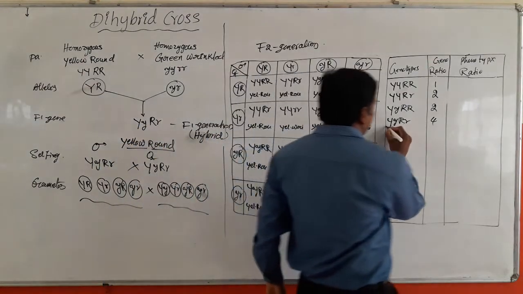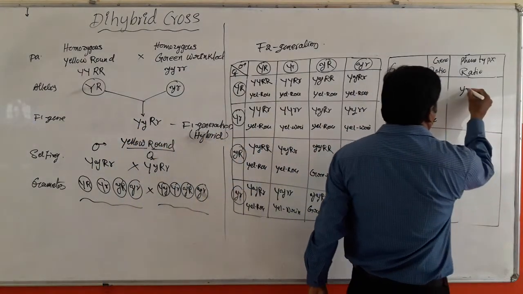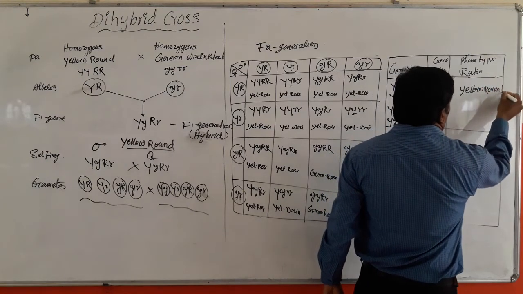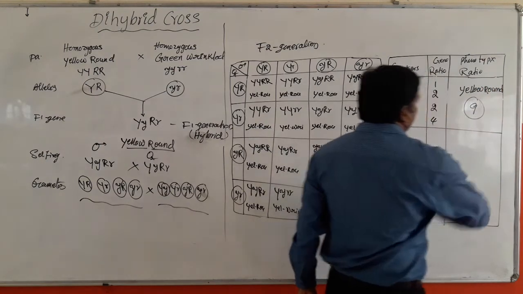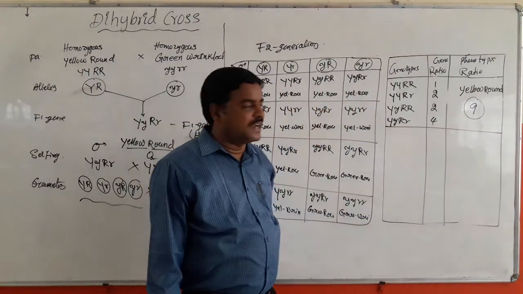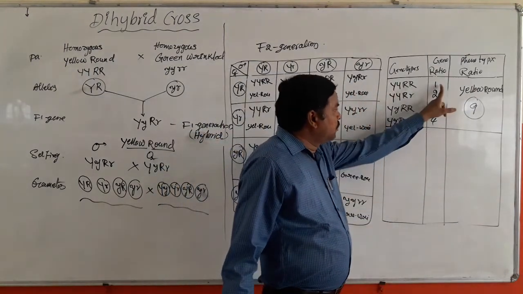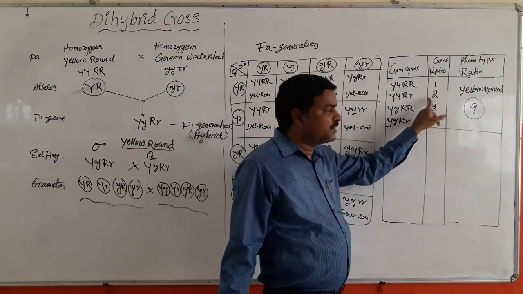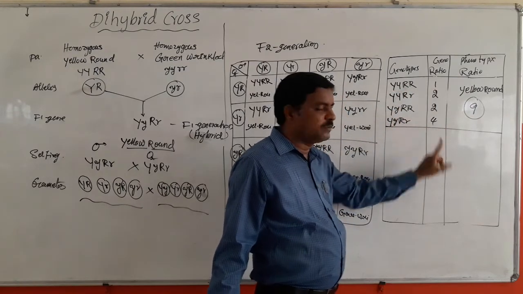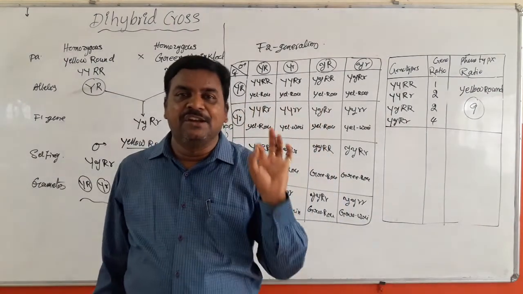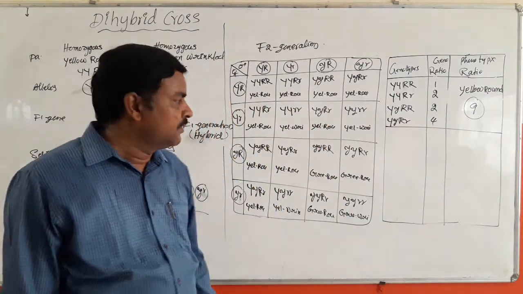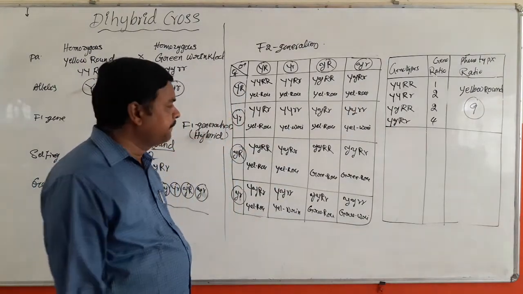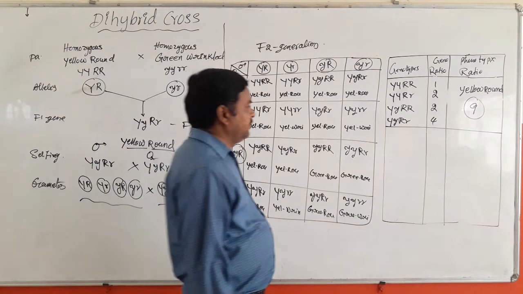So all these plants, they are yellow round. Total 9 yellow round plants are there. This is one, and these genotypes 2, these genotypes 2, these genotypes 4. Total 9 yellow round plants are there. Okay, now coming to another one.